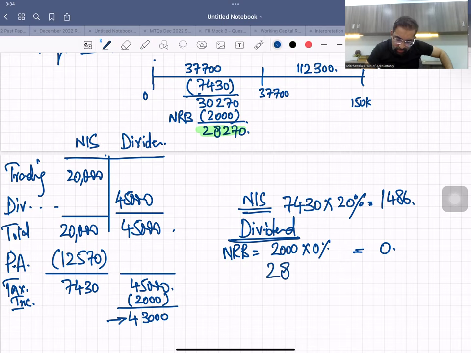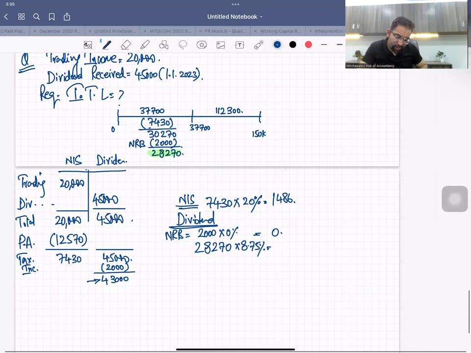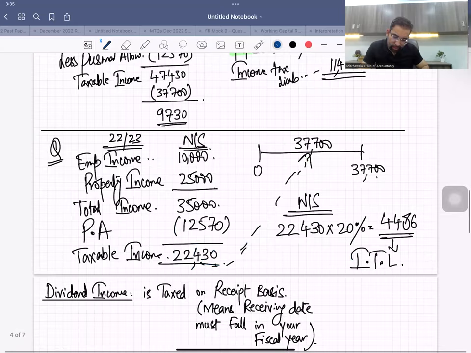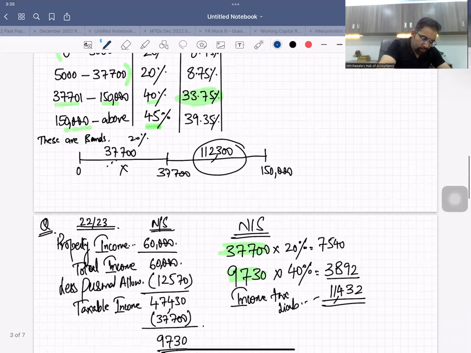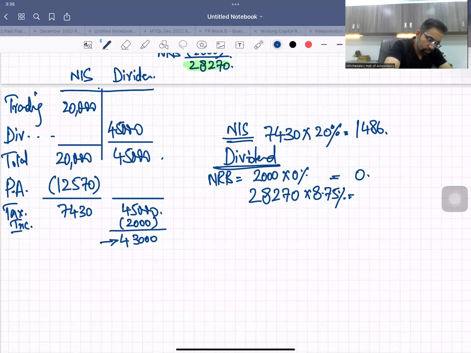So we'll write 28,270 multiplied by what's the rate? It's, I think, 8.75%. The first band rate, let me check. The first band rate is 8.75, yes. So we'll write 8.75, 28,270 times 8.75%. It's 2473.6. Okay, now still it's not done.